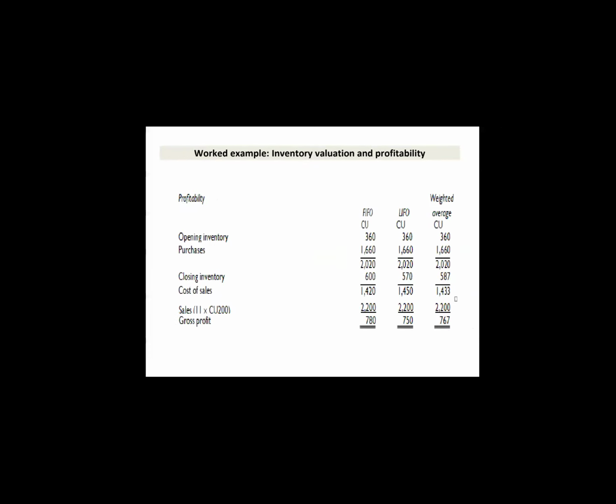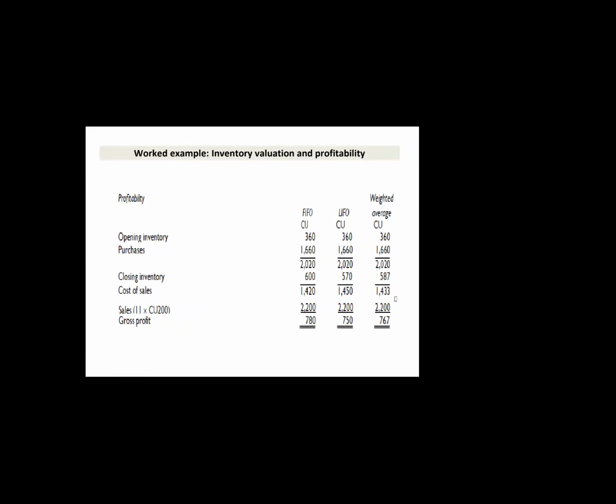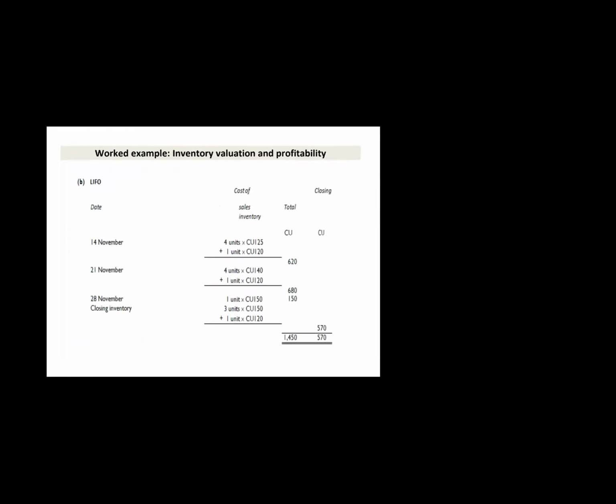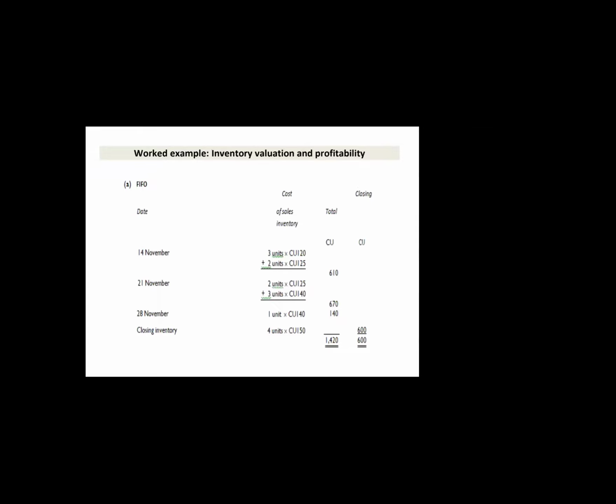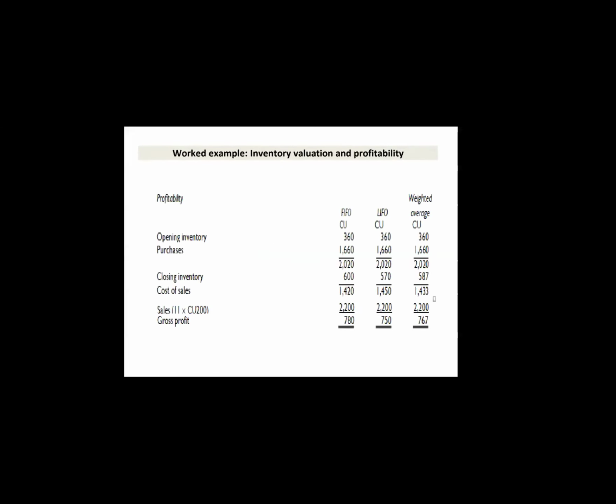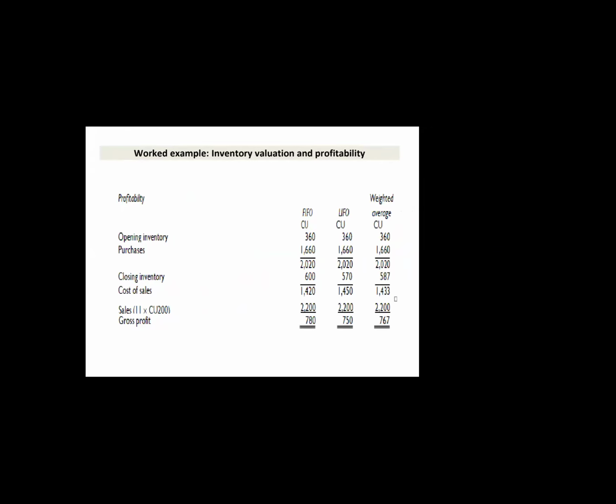So now check our profitability. We have opening inventory in all cases 360, which is 3 units at the rate of 120. We purchase during the period, for all methods, 1616. Value of closing inventory we calculated here: FIFO 600, LIFO 570 and weighted average 587.